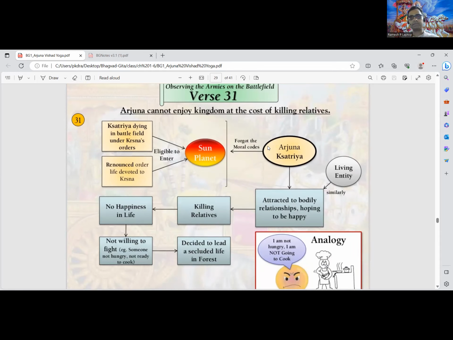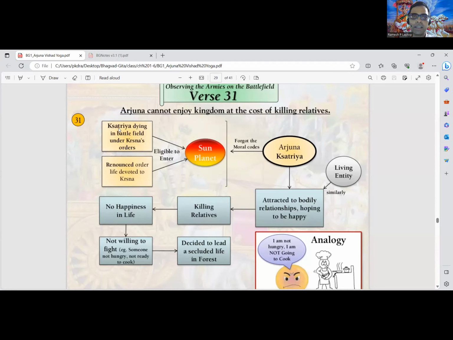So he doesn't buy the argument of killing others. And then, as he's not interested in the fight, he decides it's better to go to a forest and live a renounced order of life. But one thing is that Arjuna is a Kshatriya, so he can't do that. Though he feels that he should do it, it's not possible for a Kshatriya, because Kshatriyas are meant to rule.